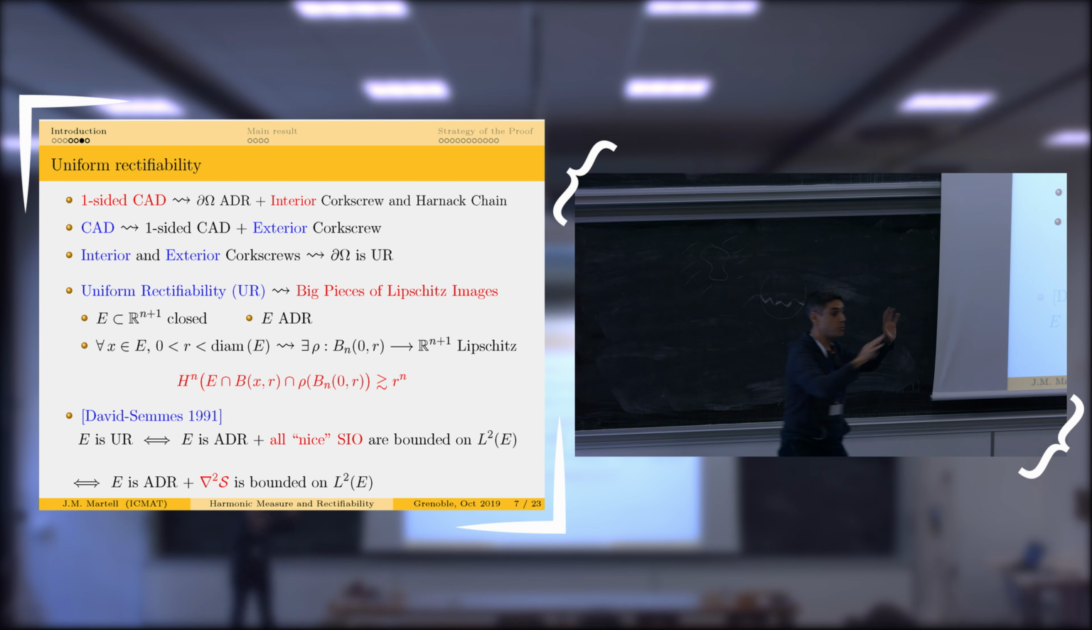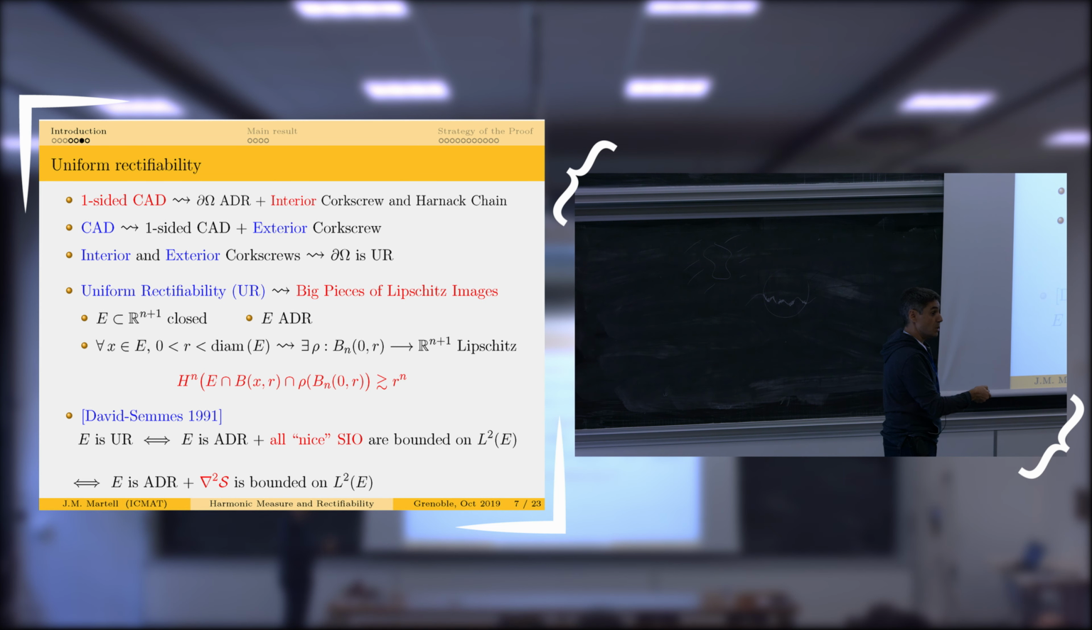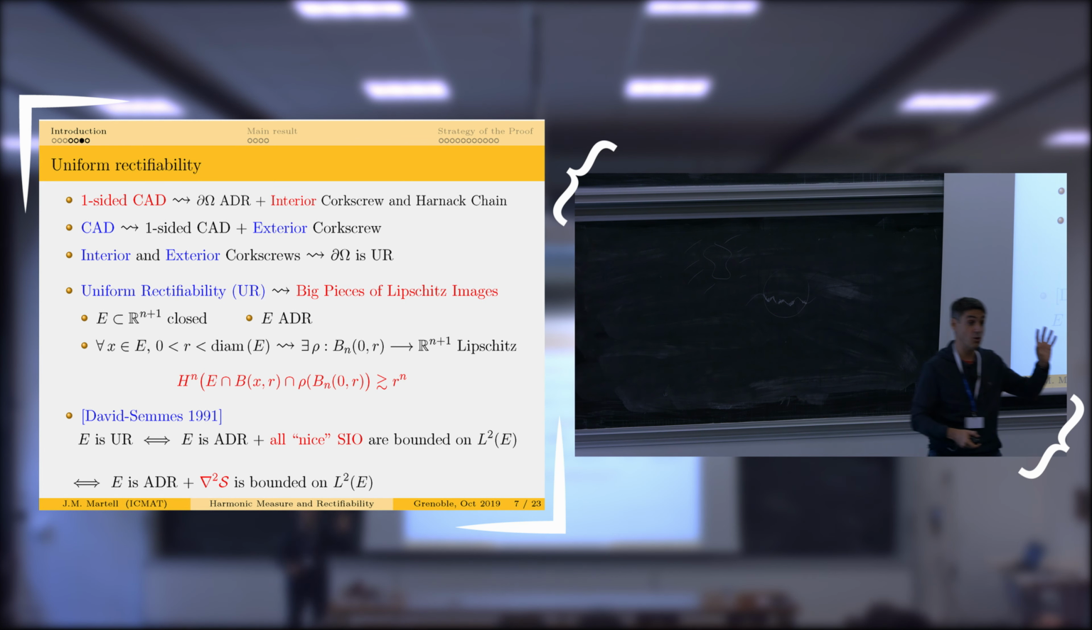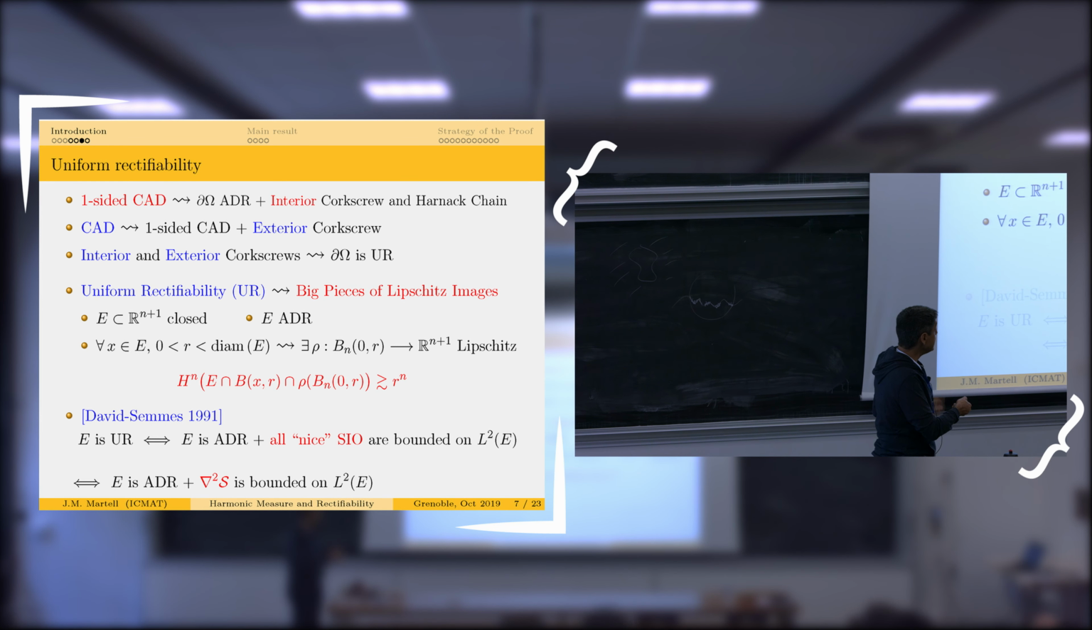E doesn't have to be a domain at this point, it's just some closed set which is Ahlfors regular. So maybe there are parts that are not in the Lipschitz image, but you always have a bound from below. Maybe 1% of your set E agrees with the Lipschitz image, or maybe 1 over a million of the set, but it's the same everywhere and for every scale. This is the scale invariant version of rectifiability.